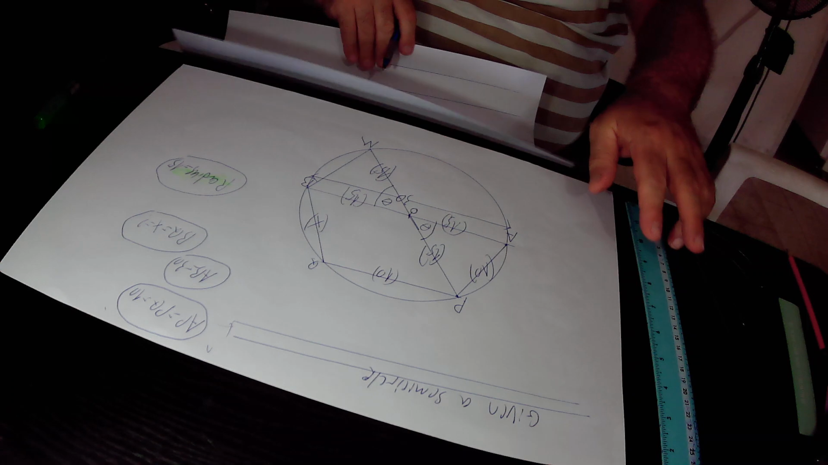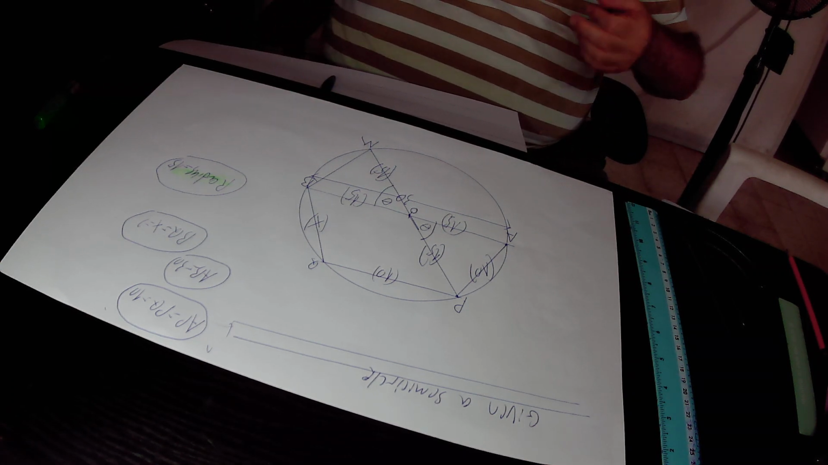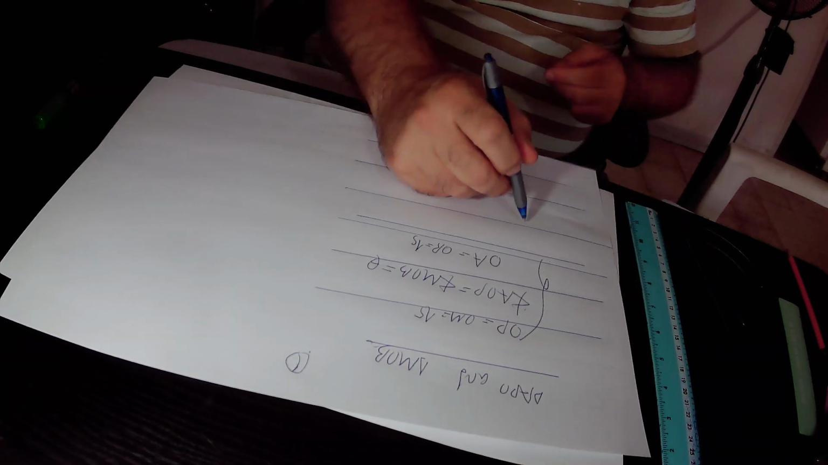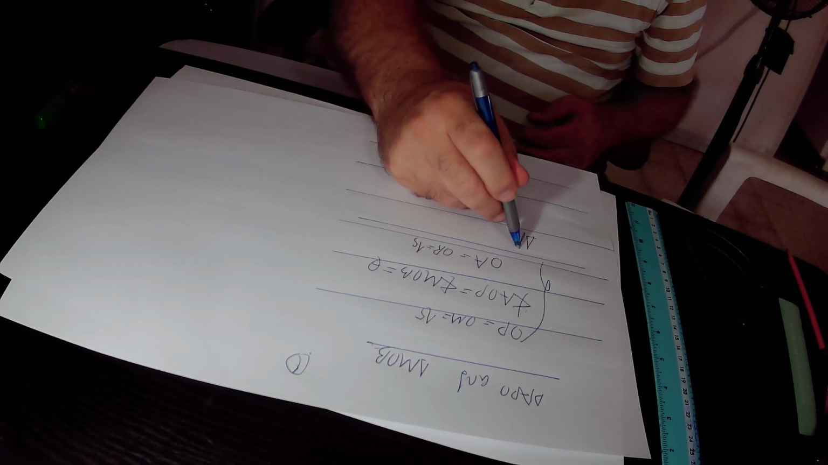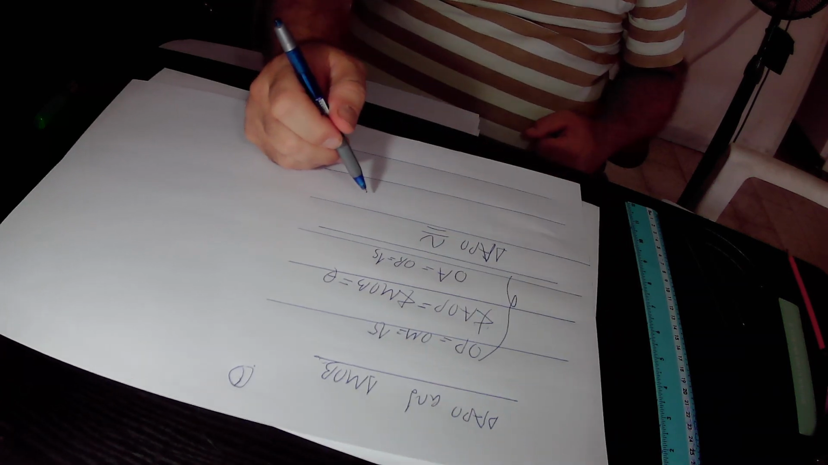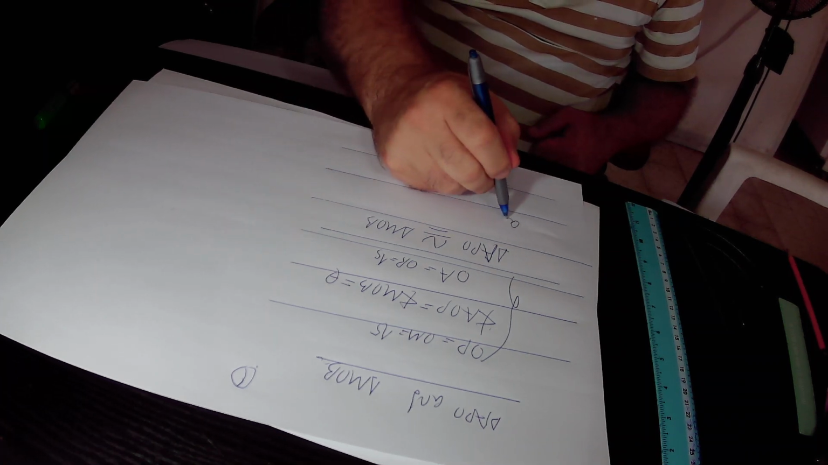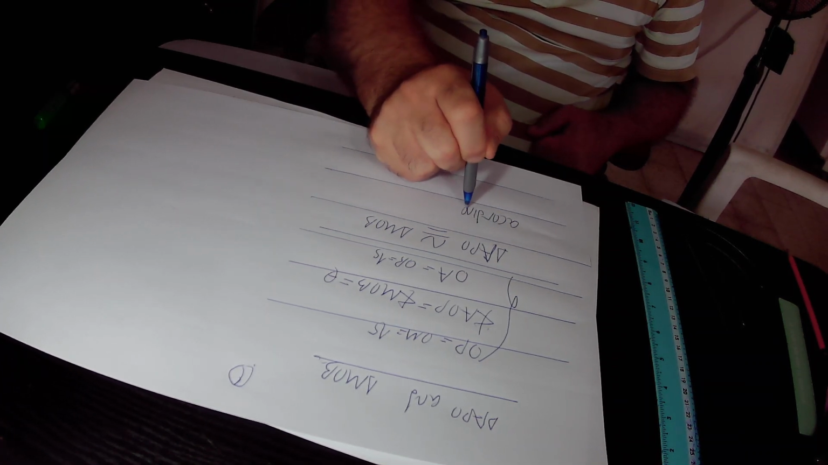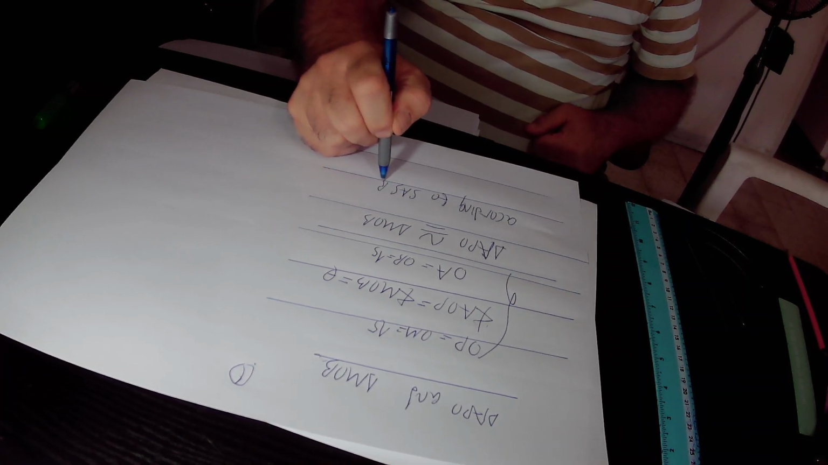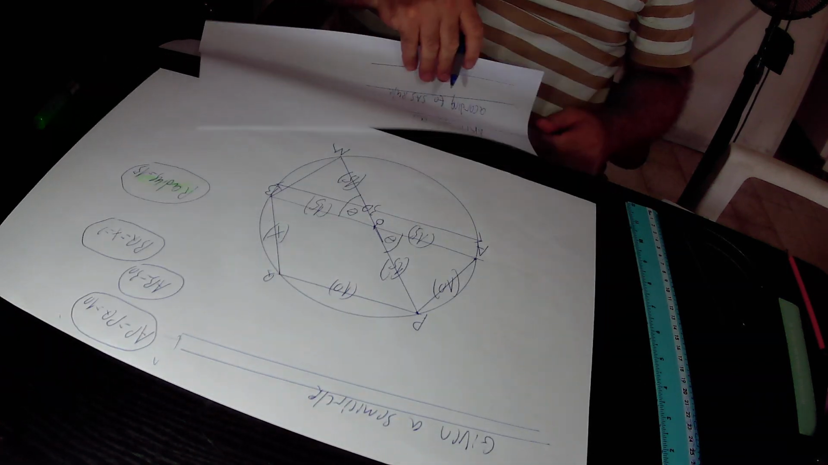So we proved that those two triangles are congruent to each other according to the side angle side rule. So triangle APO is congruent, this is the sign of congruence, to triangle MOB according to the side angle side rule. What is the side angle side rule?